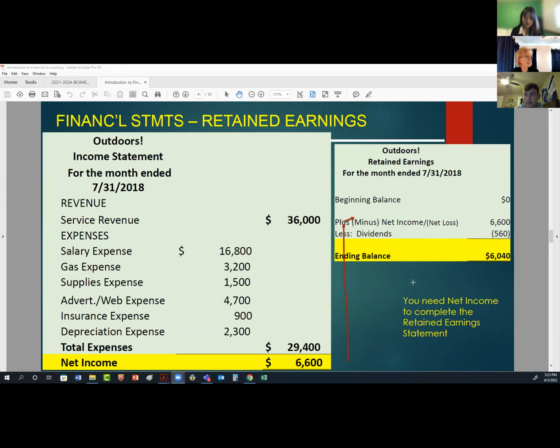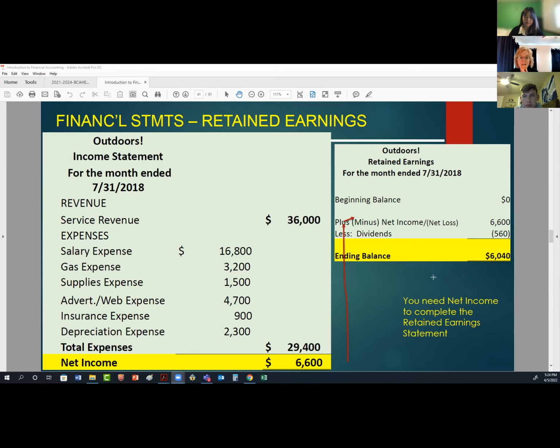All right. So retained earnings is a funny statement. So Outdoors is the tour guide company. It just started business July 1st, 2018. So retained earnings for the first month of business is going to have a 0 balance, but from then on out, it won't. Retained earnings has 4 lines: beginning balance, plus net income, which we have here. We got it from the income statement, minus dividends, and then you calculate ending balance retained earnings. So that's the yellow, a calculation.